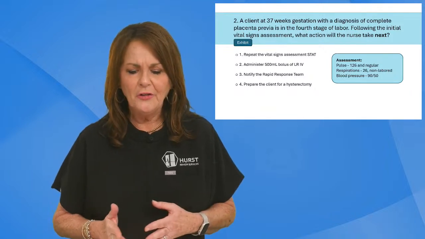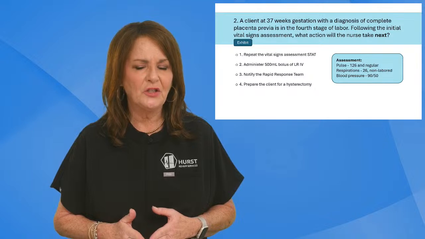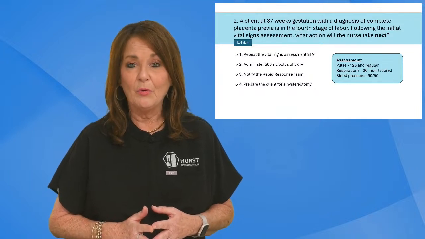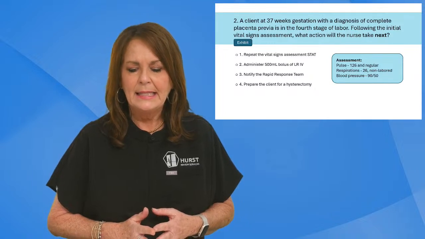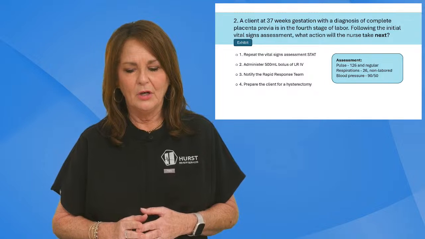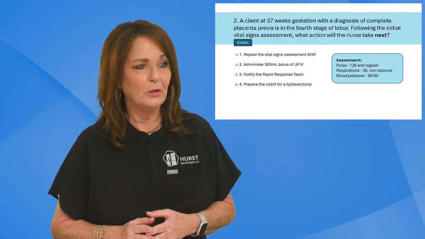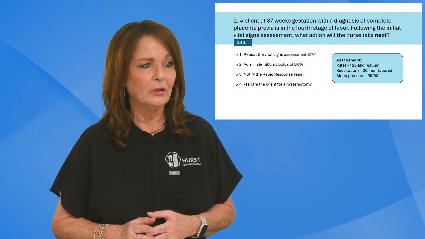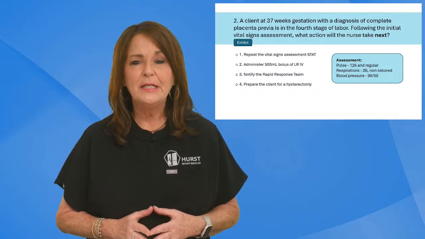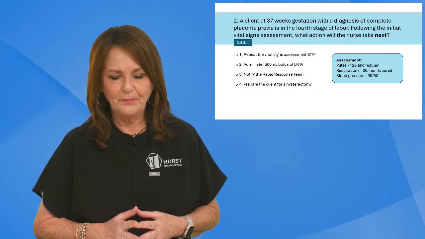Now, another cue is the 4th stage of labor. This means we are within the first 2 hours of delivery, okay? So then we have to look at the exhibit. So look at that exhibit. Now, we see the pulse of 126 and regular, respirations 26, non-labored, blood pressure 90/50, okay?